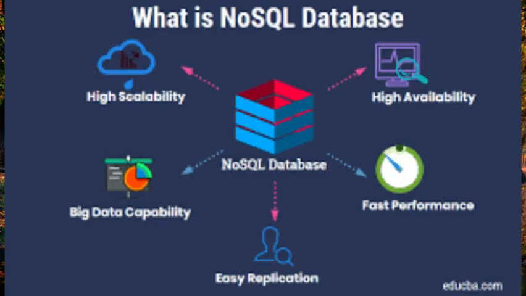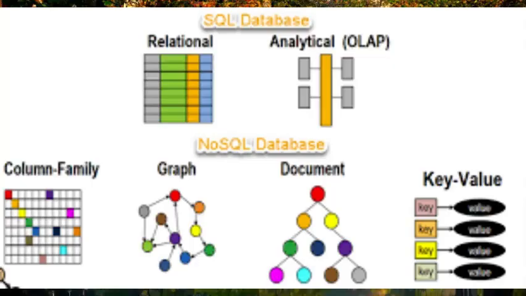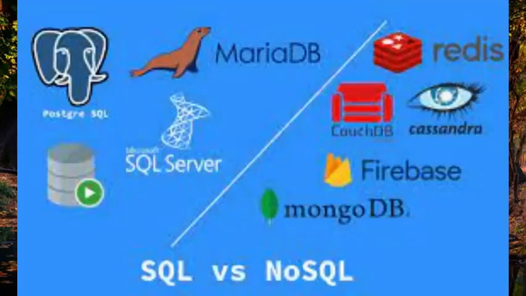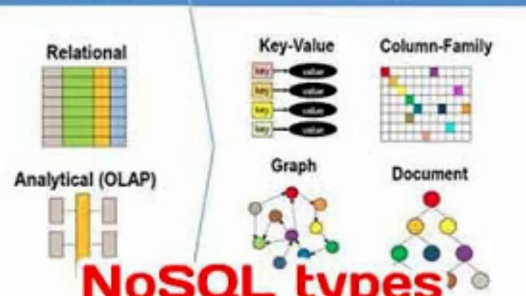NoSQL stands for non-SQL or non-relational database, which provides a mechanism for storing and retrieval of data that is modeled in means other than the tabular relations used in relational databases. Such databases have existed since the late 1960s, but the name NoSQL was only coined in the early 21st century, triggered by the needs of web companies. Now, its use is increasing due to big data and real-time web applications. NoSQL systems are also sometimes called "not only SQL" to emphasize that they may support SQL-like query languages or sit alongside SQL databases.